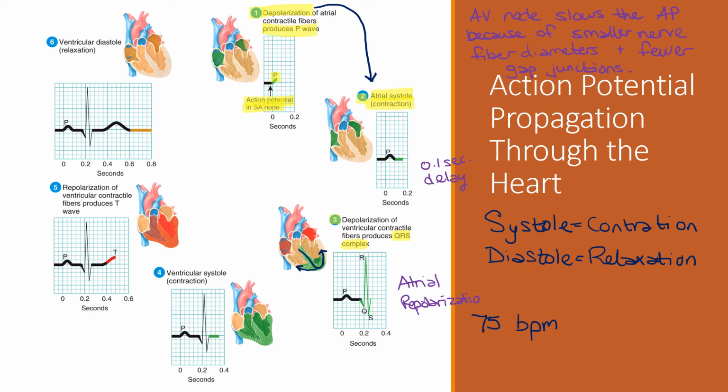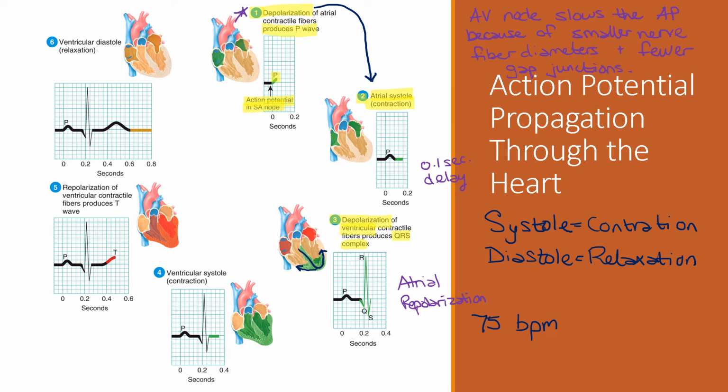If you're wondering, well, we see atrial depolarization here in number 1, but where do we see atrial repolarization in an ECG? We don't really see it on the ECG, and that's because the ventricular depolarization really masks that atrial repolarization. When the ventricles depolarize, it produces this really huge QRS complex that really covers up anything else that's happening at the moment.